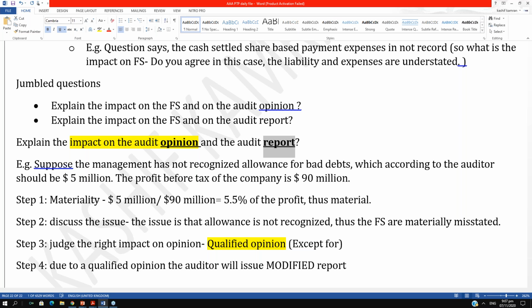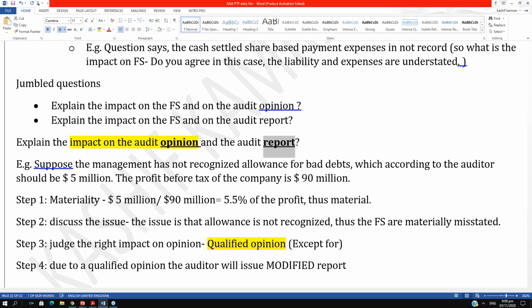So we only have one issue, right? And that one issue is allowance is not recorded. So because of the reason allowance is not recorded, what is the opinion? Qualified. But because of the allowance not recorded, what sort of a report will I issue? Will I issue a modified report?